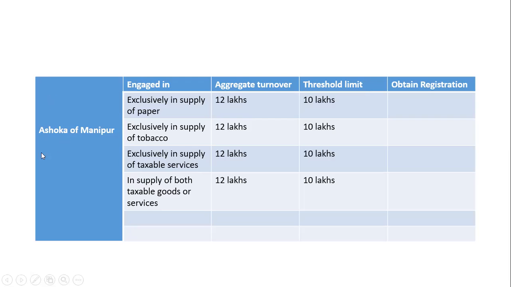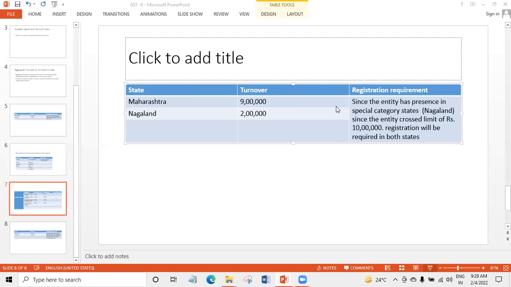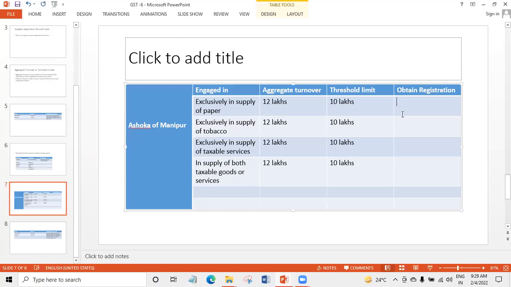Now this Mr. Ashoka is from the special category state. He is supplying paper, he is supplying tobacco, he is supplying taxable services, he is supplying taxable goods and services both. The aggregate turnover is 12 lakh. Threshold limit is 10 lakhs. Whether he is supposed to register himself, Ashoka is liable to registration? Yes, because the turnover is crossing the limit. So we will write yes.